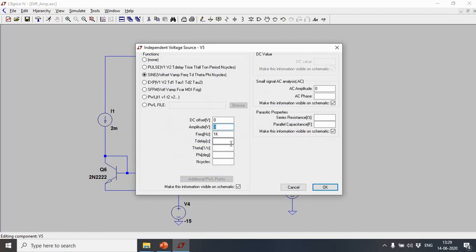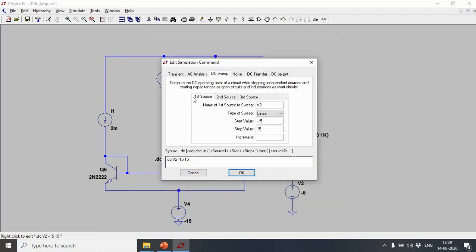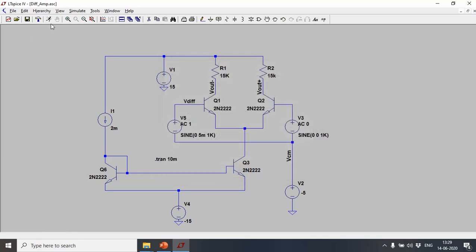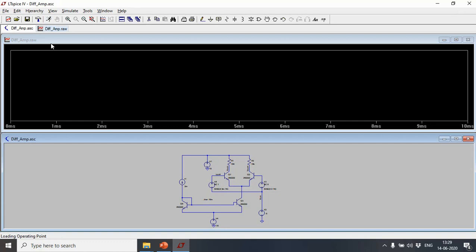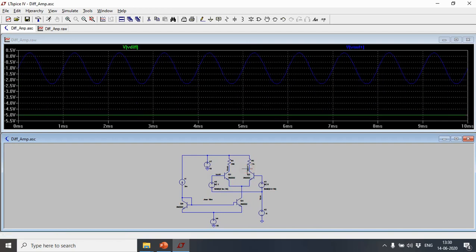Let me give an amplitude of, say, 5 milli. So peak to peak will be 10 milli, right? Amplitude is 5 milli. AC amplitude also, let me give it as 1. Okay, so let me go to transient analysis, 10 milli. Okay, and run, and let me plot this voltage, and let me plot this voltage.